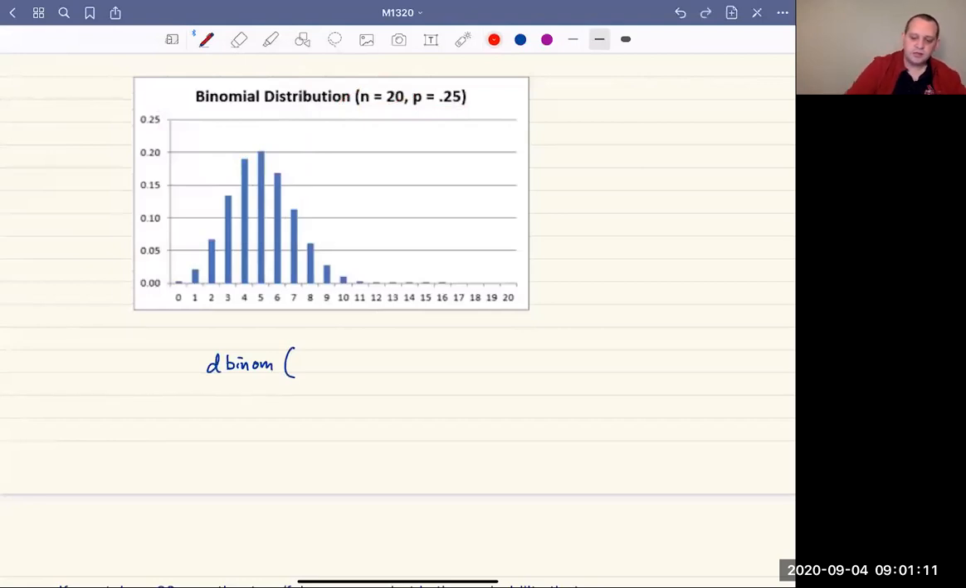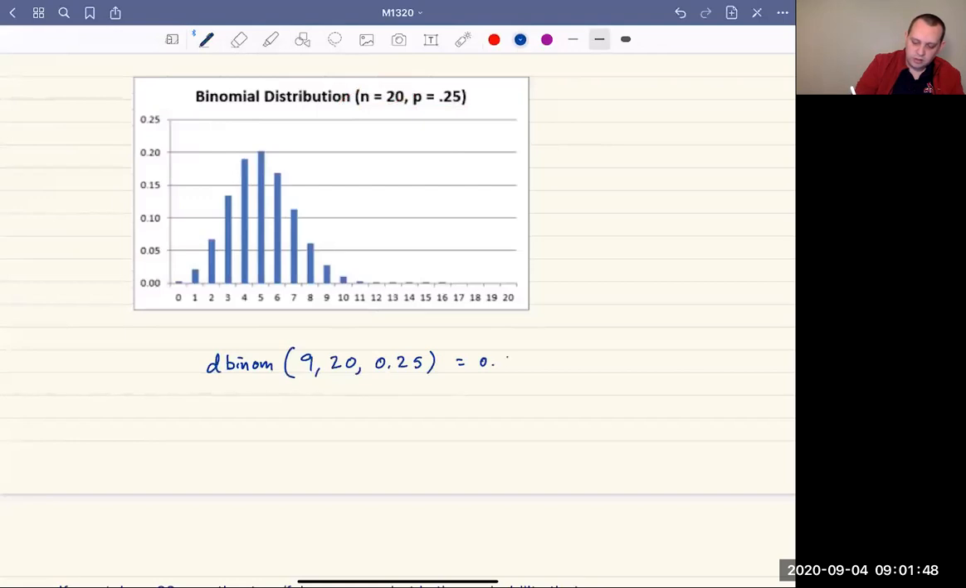And so what I want to do is talk about the different commands here. If I were to talk about, say, the probability of exactly 9 successes given 20 trials, I would want to find D binomial of 9, so 9 successes given 20 trials, where the probability of a success is 0.25. If we type that in R, D binomial 9, 20, 0.25 would be 0.0271.